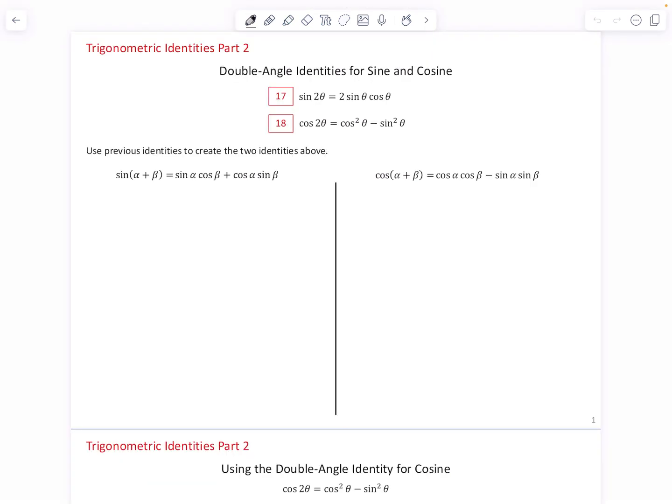Identity 17. The sine of 2 theta is equal to 2 sine theta times cosine theta. We will take a moment and show where this identity came from by using previous identities to create the two identities above. So let's begin with the sine sum identity, where the sine of a sum of two angles, alpha plus beta, is equal to sine alpha cosine beta plus cosine alpha sine beta.